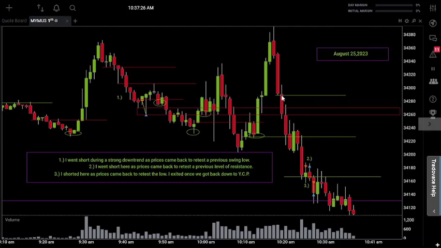So we initially got that first level right here, but I didn't take that trade because I wasn't quite sure if prices were going to find some support right here. So I said, let me wait for a little bit more confirmation.